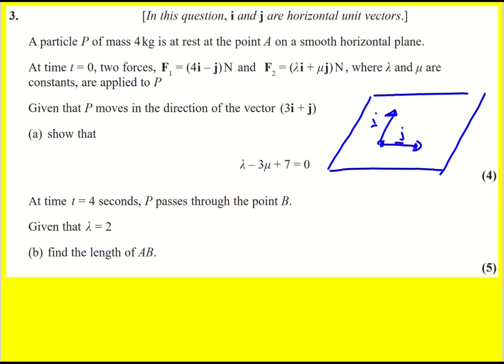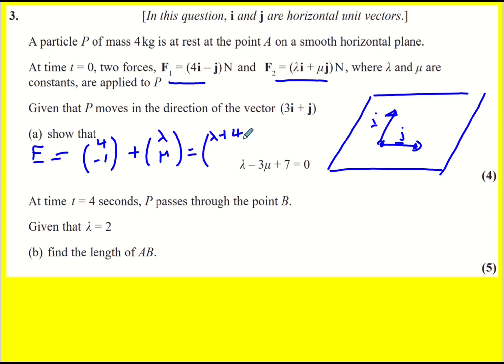Yes, there's going to be a weight. That's also going to be a force, but it's going to be balanced by normal reactions. So we only have to consider these two forces on the particle. Let's find the resultant force then. The resultant force is just going to be the two of them added together. So (4, -1), I'm going to write it in vector form, plus (λ, μ), which gives (λ + 4, μ - 1).